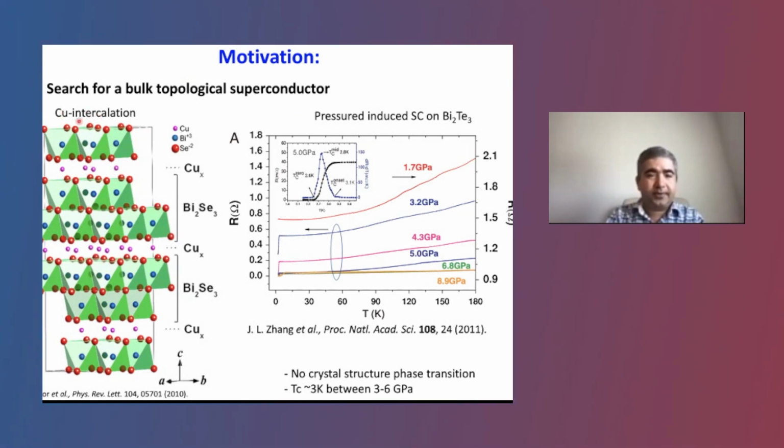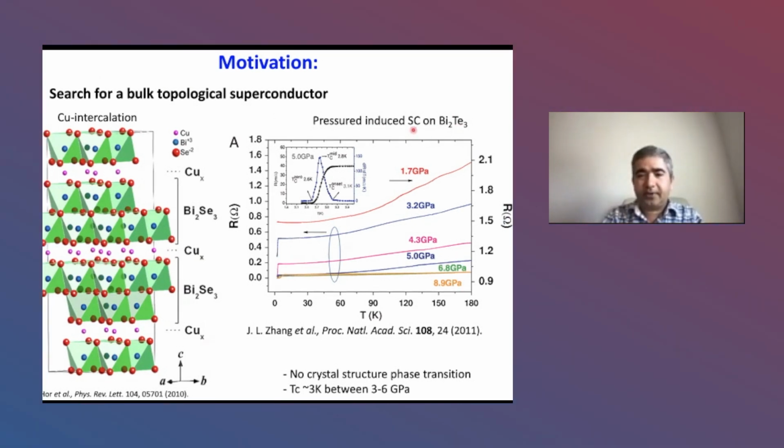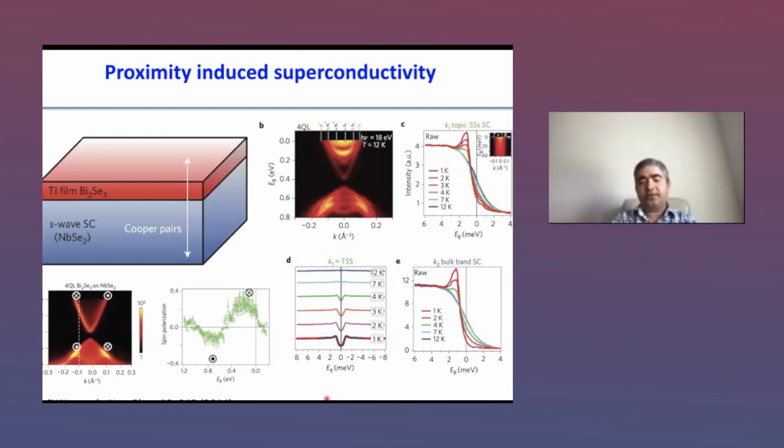So basically, copper is intercalated between the quantum layers of bismuth selenide. Another way to introduce superconductivity is to use pressure. For example, there is pressure-induced superconductivity in bismuth telluride, and you can see that within 3 to 6 gigapascal, you have Tc of 3 Kelvin. So one is doping, the other is pressure-induced. So there's another way to introduce superconductivity.